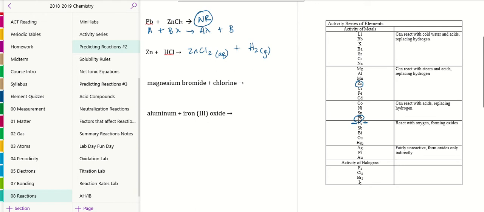All right, take a look at magnesium bromide. What's the formula for magnesium bromide? Mg is +2. Bromine is a halogen, so it's -1. You need 2 bromides to balance out or make a neutral compound with your magnesium. Plus Cl2. What's the problem here?